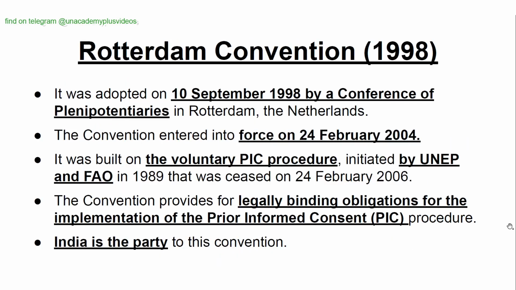Rotterdam Convention, 1998. It was adopted on 10 September 1998 by a conference of plenipotentiaries in Rotterdam, the Netherlands. The convention entered into force on 24 February 2004. It was built on the voluntary PIC procedure initiated by UNEP and FAO in 1989 that was ceased on 24 February 2006. The convention provides for legally binding obligations for the implementation of the prior informed consent PIC procedure. India is a party to this convention.